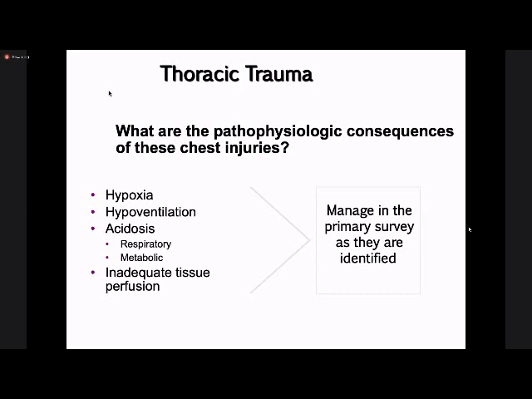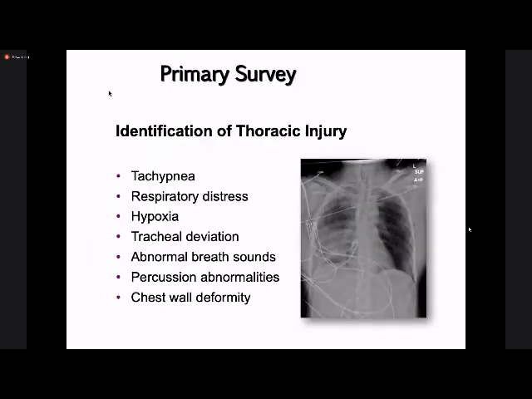So hypoxia leads to acidosis because at tissue level, tissues are not getting enough oxygen. Therefore, unless you correct this within a few minutes, this will be lethal. So that is why you need to recognize and do it immediately.